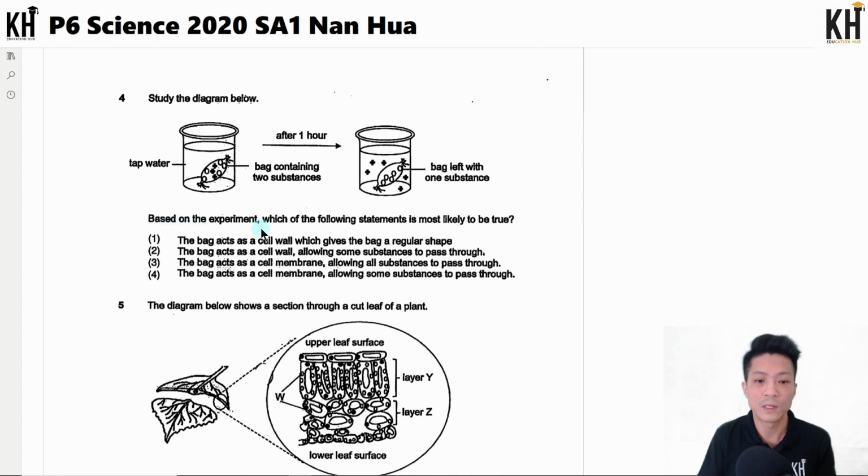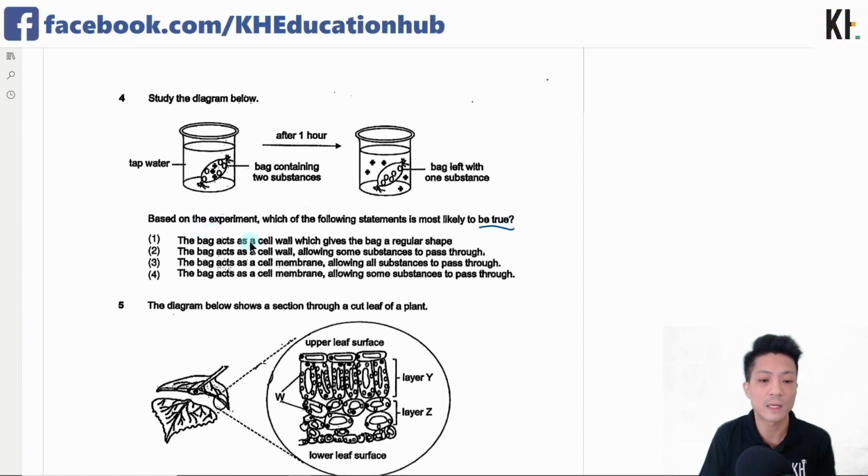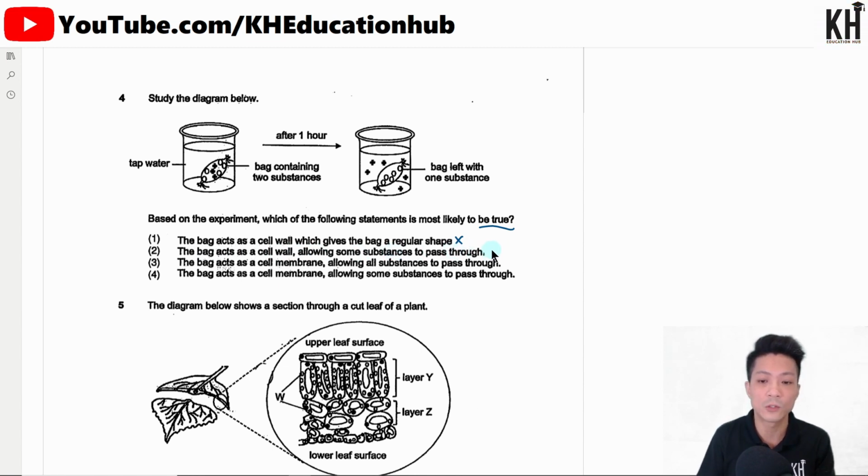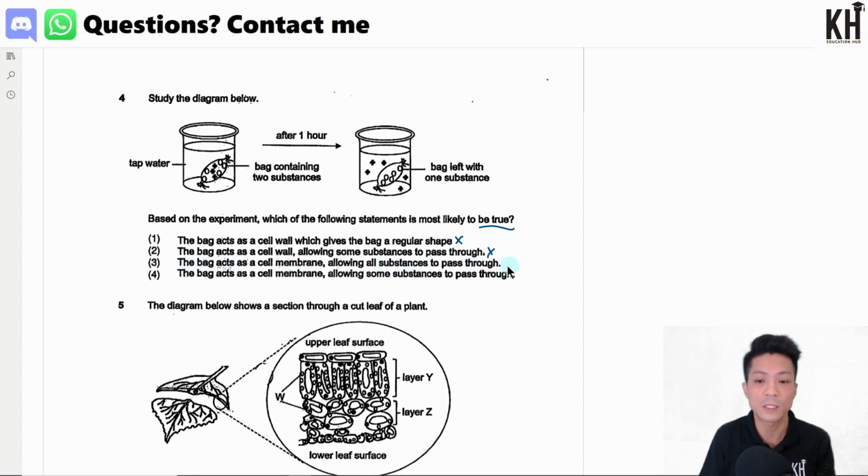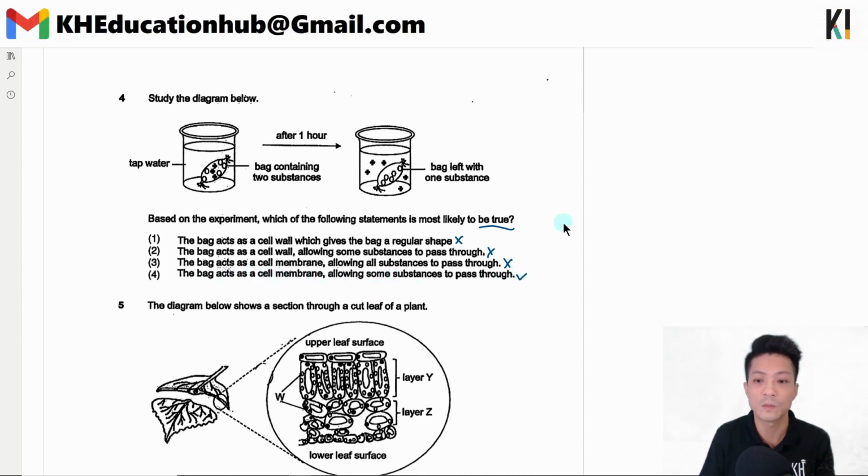Okay, based on the experiment, which of the following statements is most likely to be true? The bag acts as a cell wall, which gives the bag a regular shape. Maybe not. The bag acts as a cell wall, allowing some substances to pass through. No, a cell wall allows all substances to pass through. The bag acts as a cell membrane, allowing all substances to pass through. This is also not true because one of the substances did not pass through. The bag acts as a cell membrane, allowing some substances to pass through. Okay, so for question number 4, the answer should be number 4.